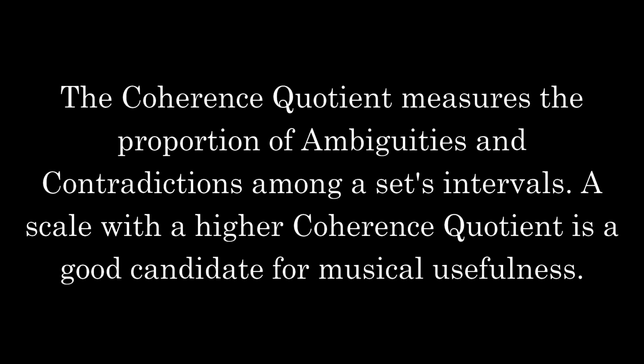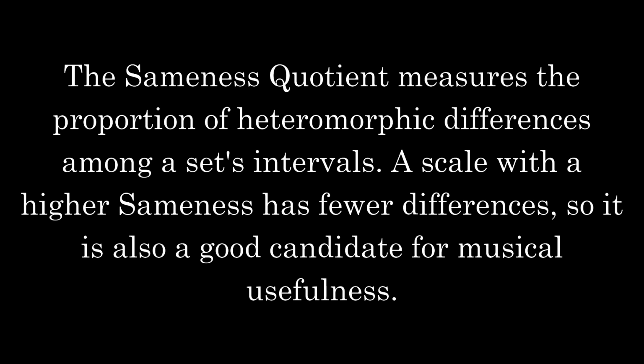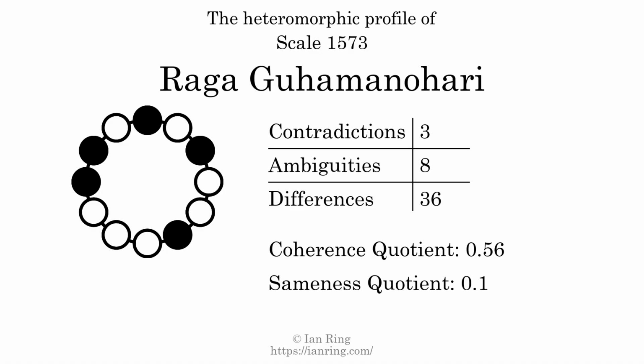The coherence quotient measures the proportion of ambiguities and contradictions among a set's intervals. A scale with a higher coherence quotient is a good candidate for musical usefulness. The coherence quotient is 0.56. The sameness quotient measures the proportion of heteromorphic differences among a set's intervals. A scale with a higher sameness has fewer differences, so it is also a good candidate for musical usefulness. The sameness quotient is 0.1.